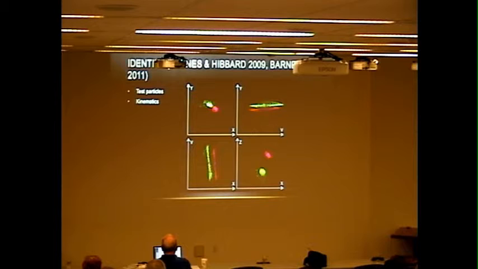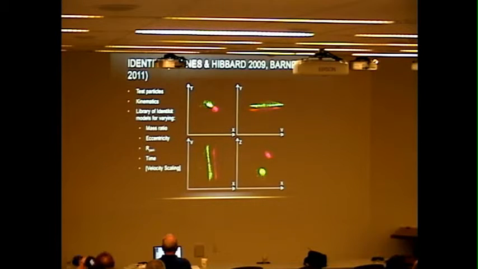So what you will do then is make a library of Identikit models. You put these galaxies in different orbits with different mass ratios, different eccentricities. You look at these at different time steps. So you have this library of Identikit models, and you try to match them with your data.